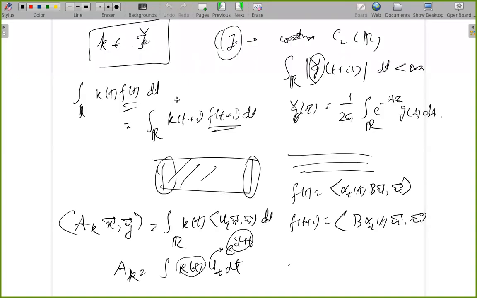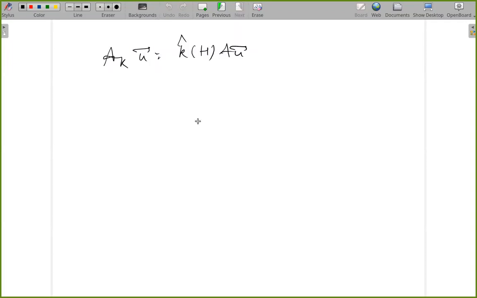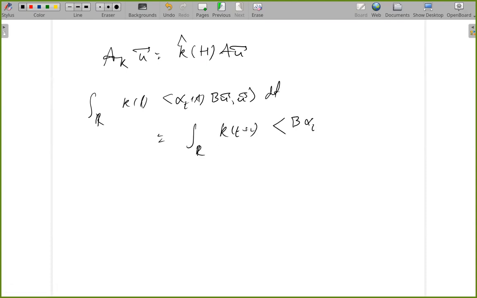So once we prove this result, that the integral of k(t) f(t) dt is the integral of k(t+i) f(t+i) dt, what we had is the following fact. The integral over R of k(t) alpha_t(a) b u dot u dt is equal to the integral over R of k(t+i), and here you have b alpha_t(a). Or in other words, I can move the b here. B is a bounded operator in R.